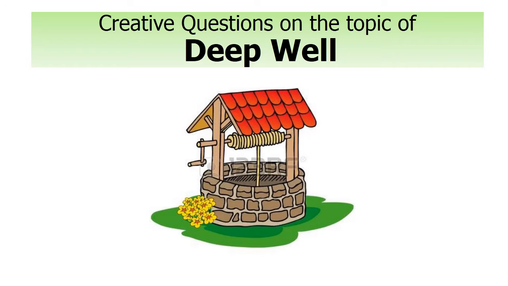Hope you are well. In this session, we will solve some creative questions on the topic of deep well. Before starting the creative questions, let us see all the formulas on the topic of power and efficiency one by one. The first formula is the main formula of power, P equal to W by T.